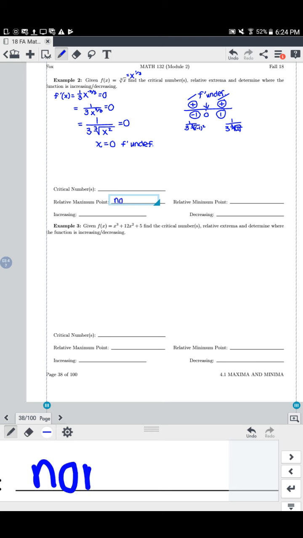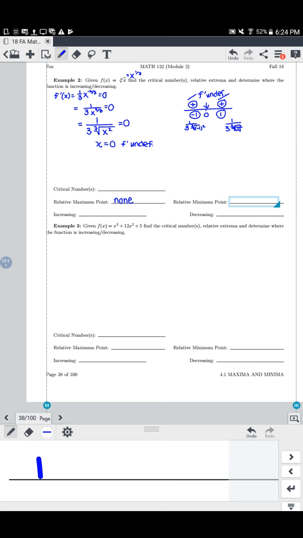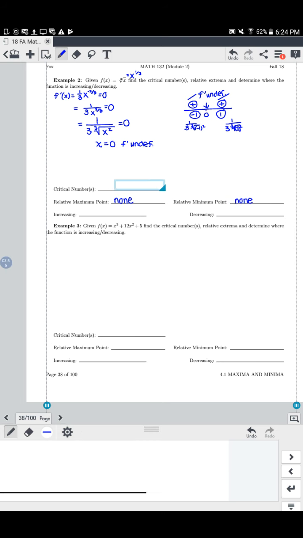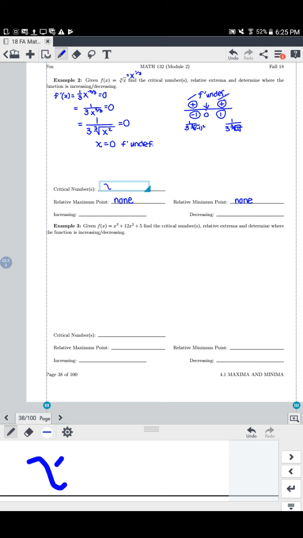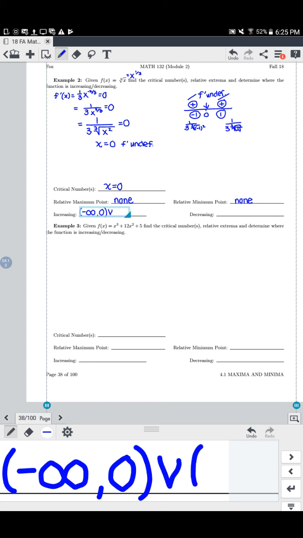So there are none for the relative max points, none for the relative min points. I do have a critical number at x equals 0. That makes the derivative undefined. And then I'm increasing everywhere except for at x is 0. So I'm increasing before 0. Union, I'm increasing after 0. Like a U. So 0 to infinity.